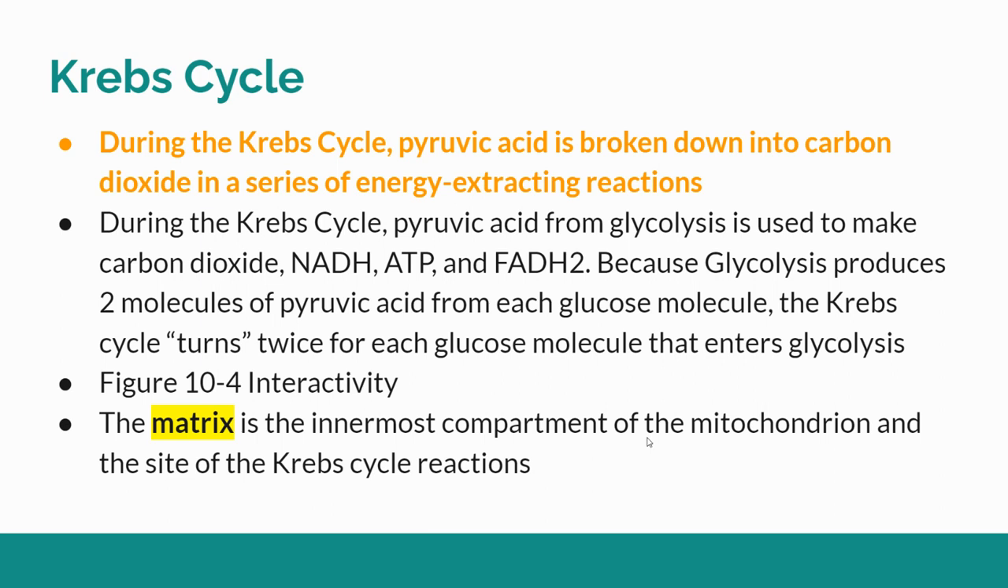One molecule of glucose was split into 3 carbon compounds, referred to as pyruvic acid. So the Krebs cycle does that twice for every molecule of glucose. It only turns once per pyruvic acid. Okay, so again, the 10-4 interactivity.